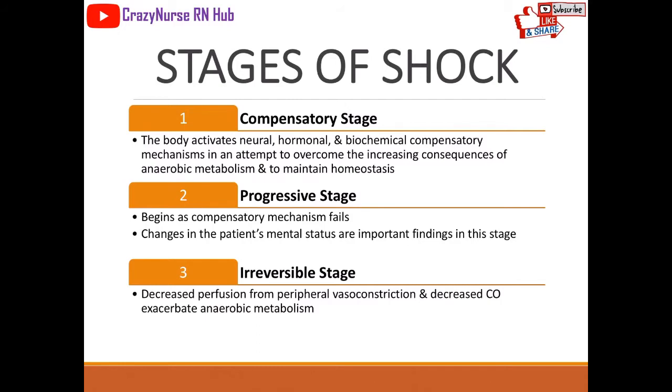Now let's proceed to the stages of shock. Shock is categorized into three clinically apparent but overlapping stages. We have the compensatory stage, the progressive stage, and the irreversible stage. In the compensatory stage, the body activates neural, hormonal, and biochemical compensatory mechanisms in an attempt to overcome the increasing consequences of anaerobic metabolism and to maintain homeostasis.